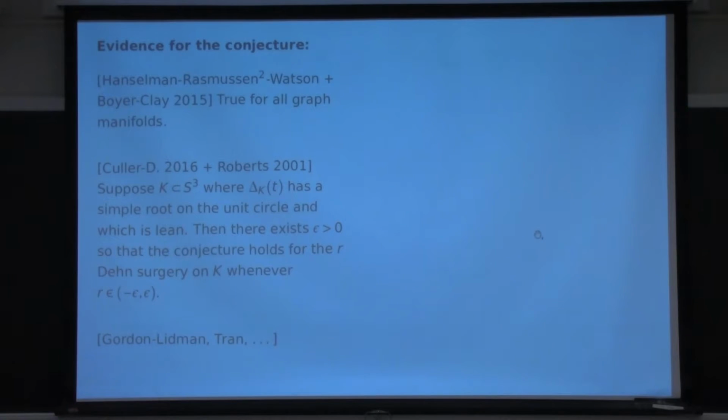But, okay, despite my going on about how I don't believe the conjecture, there's a lot of evidence for it. One of the best results is from last year: Hanselman, Rasmussen, Watson, combined with work of Boyer and Clay, proved that it's true for all graph manifolds. A graph manifold is just anything you get by taking Seifert fibered spaces and gluing them along tori. So in particular, if you take a pair of pants cross a circle, take a bunch of copies of that, glue some of their tori together, take some solid tori, glue those into the remaining boundary components you have.